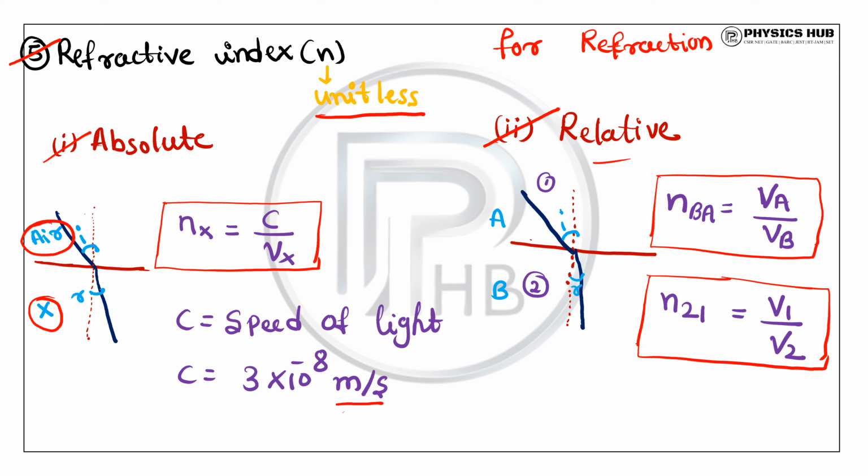Next is relative refractive index. When a ray of light passes from any medium to any other medium, say from medium a to medium b, that is known as relative refractive index. So the refractive index of medium b with respect to medium a is written as va divided by vb, meaning the ratio of the velocity of light in medium a to the velocity of light in medium b.